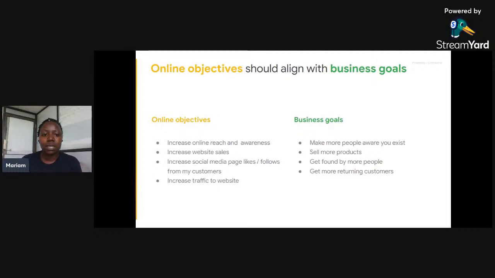You can see on your screen right now how these goals can be aligned, the business goals and the online objectives. So if online you're saying that you want to increase online reach and awareness, for a business goal, it's you want to make more people aware that you exist. If you want to increase website sales, then your business goal is to sell more products. And if you want to, let's say, increase social media pages and likes, then that means you want to get found by more people as your business goal. Okay. So if you want to increase traffic to your website, then that means as a business goal, you want to get more returning customers and more customers visiting your shop.